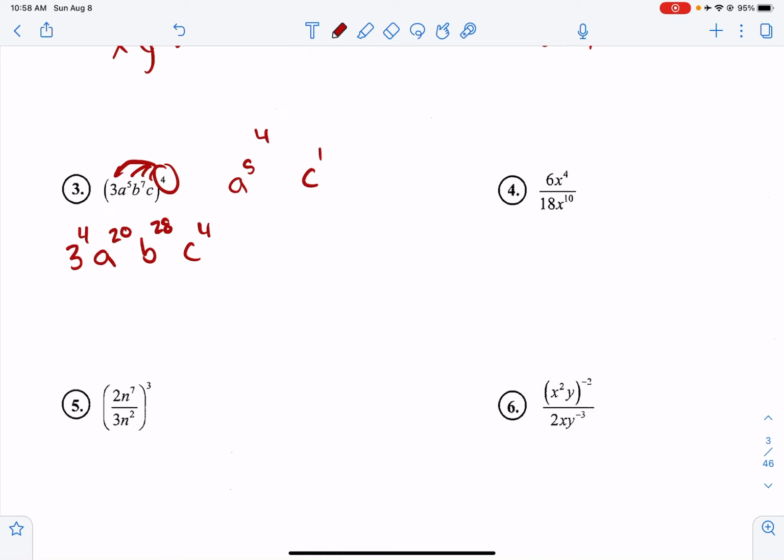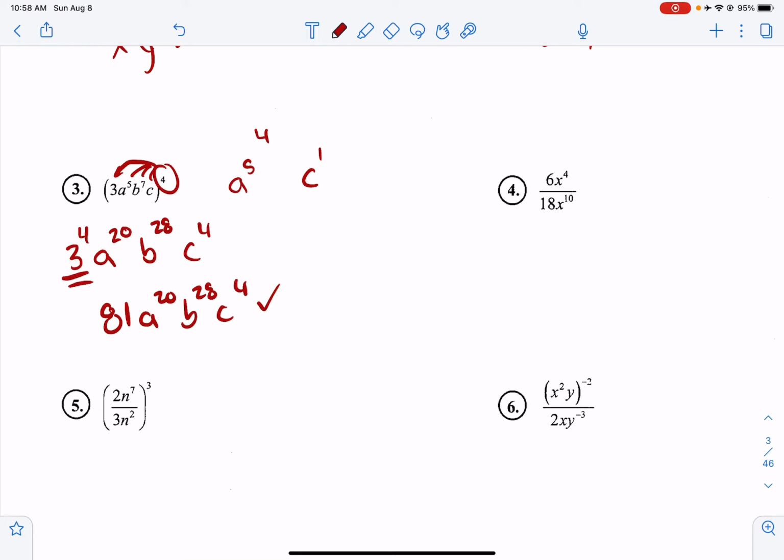Now, I'm going to clean this up one more step because 3 to the 4th, I have a calculator. I'm all technologically advanced, right? That's a big word. 3 to the 4th, that's just 81. Type that in, figure out what it is, simplify as much as you can, right? So 81, a to the 20th, b to the 28th, c to the 4th. And that's where I would stop because I can't do any more.